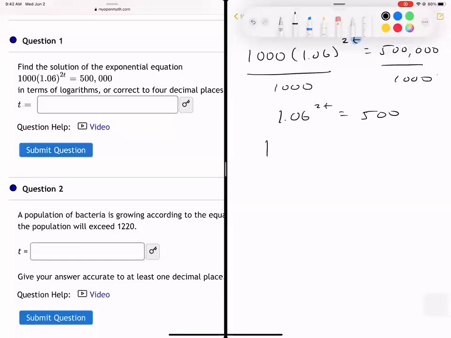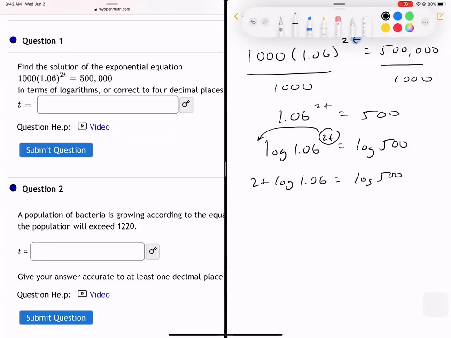So I'm going to write log here, log of 1.06 to the 2t equals log 500. Now you can see I'm actually showing a lot of work here, and I should be expected to see this work from you guys. This 2t goes to the front. 2t log 1.06 is equal to log 500. We can divide the log over. It's 2t is equal to log 500 over log 1.06.